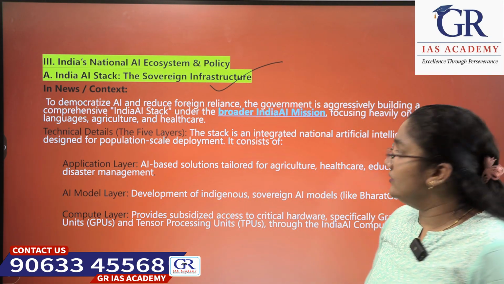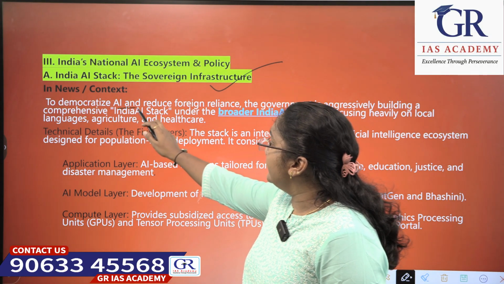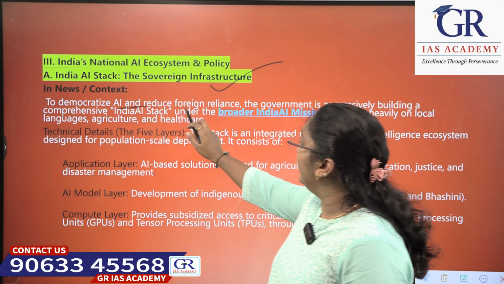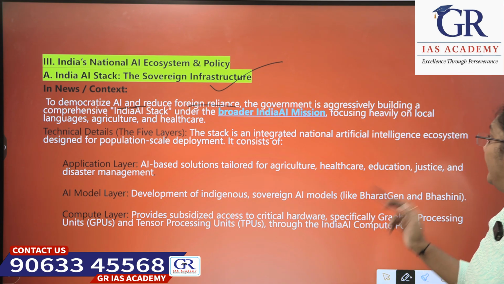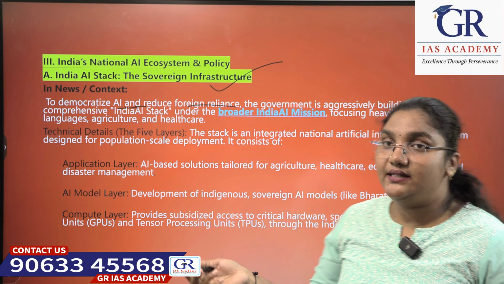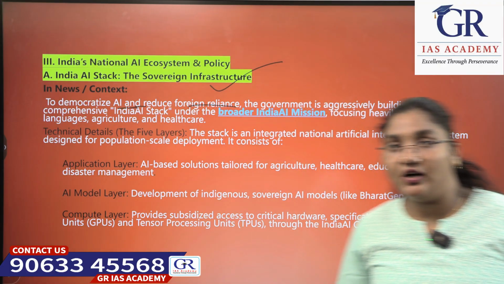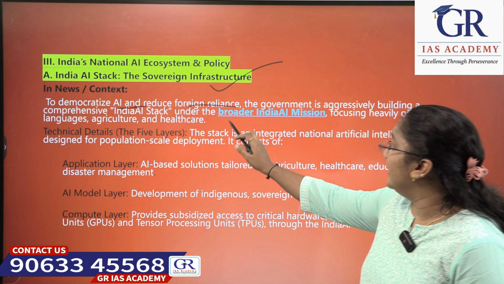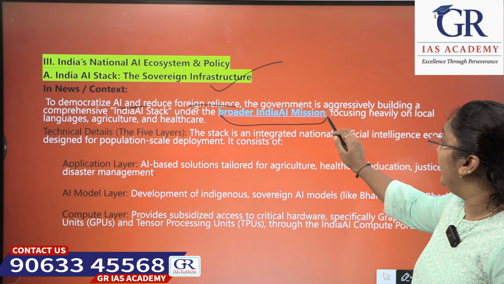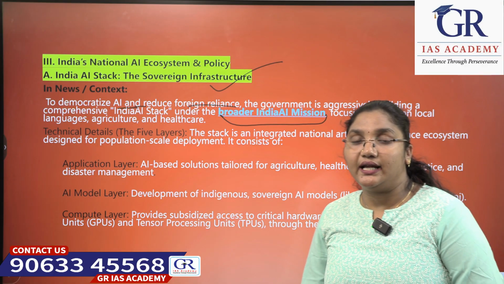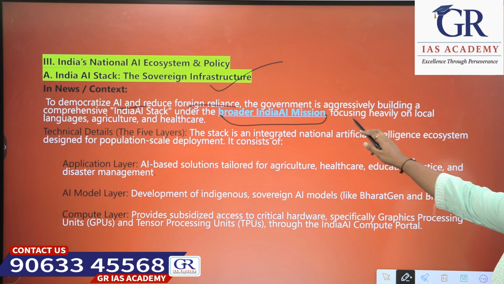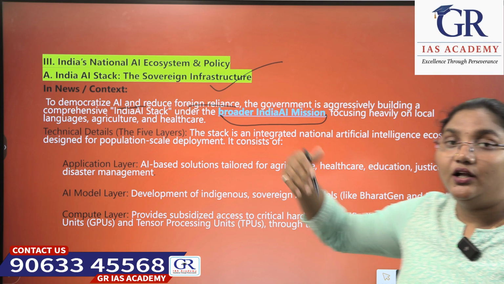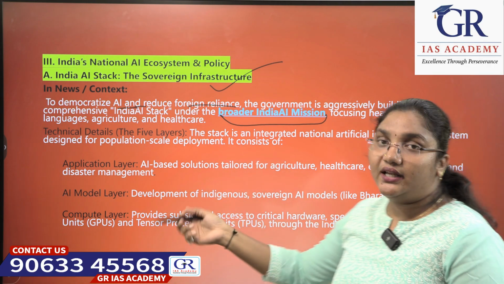Our next topic is India's national AI ecosystem and policy, where the India AI Stack is the sovereign infrastructure. Why is it in news? To democratize AI and reduce foreign reliance. The government is aggressively building a comprehensive India AI Stack under the broader India AI Mission, focusing heavily on local language, agriculture and healthcare.